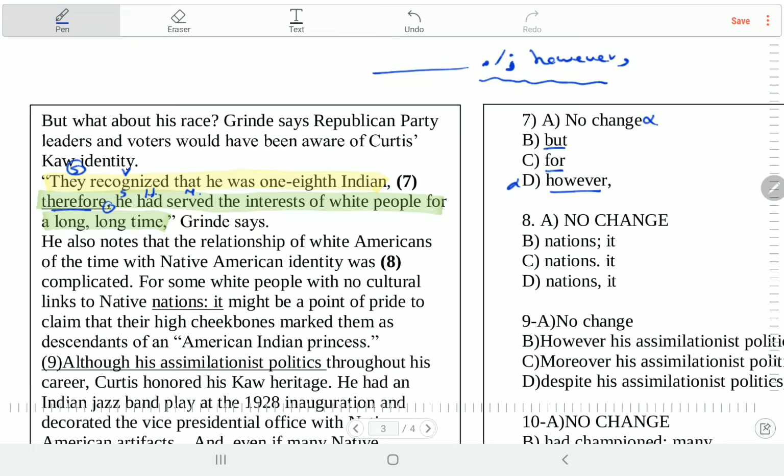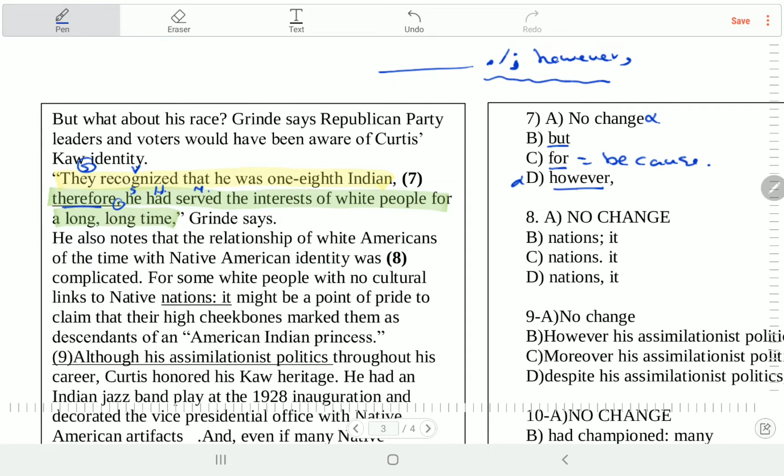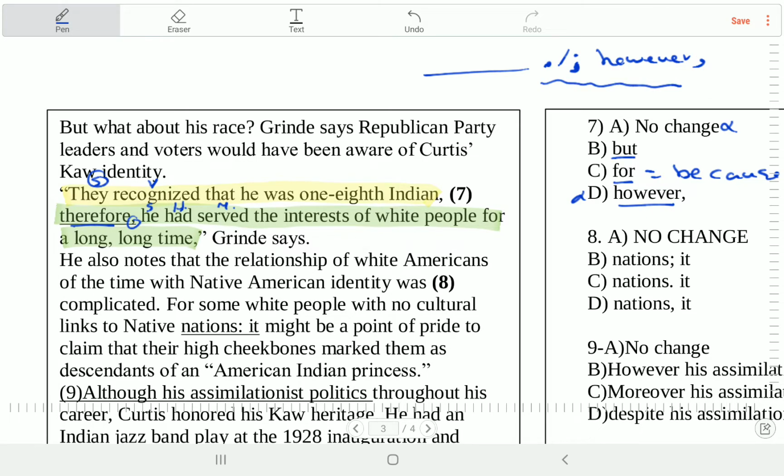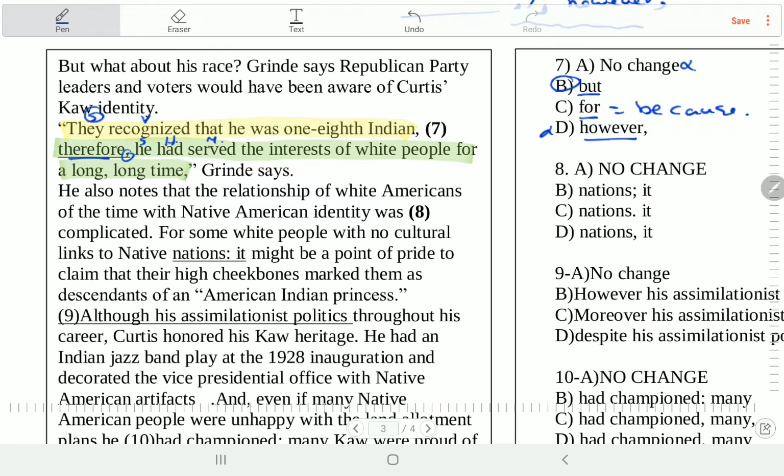So it's but and for. For equals because. They are fanboys, and but. So now it's a transition. Read the two sentences, understand them, and see what the relation is. Is it a contrast, so we put but, or do we need for, a cause and effect? They recognize that he was one-eighth Indian. He was Indian. He had served the interests of white people. That's a contrast: he was Indian, but he served the white people. So that's not a cause and effect. That's a contrast, so it's definitely B. Okay, number 8.